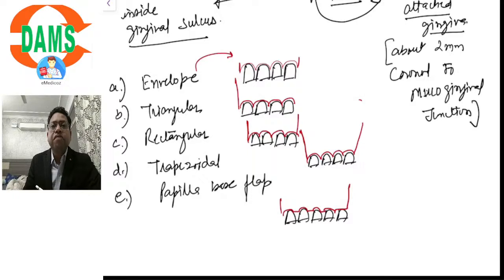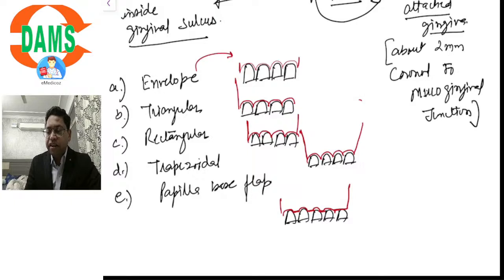Papilla base means we do not include the interdental papilla into the flap design. Instead, the horizontal incision goes through the base of interdental papilla. So these are the schematic diagrams to illustrate the different types of full thickness flaps. You can see the horizontal incision is always inside the gingival sulcus.